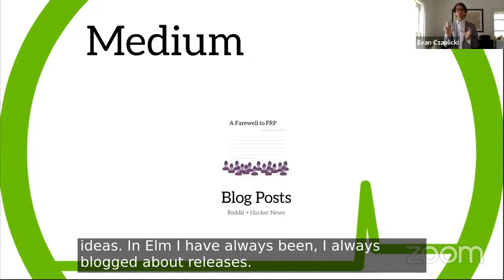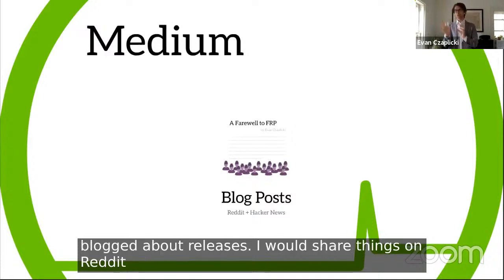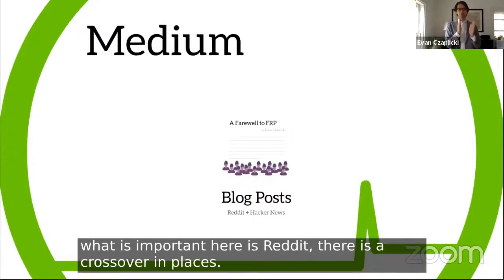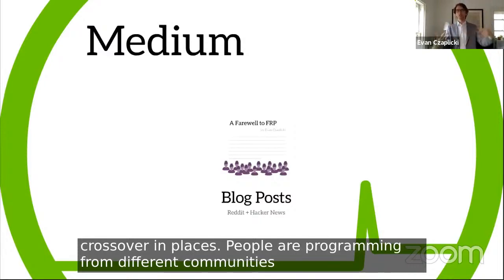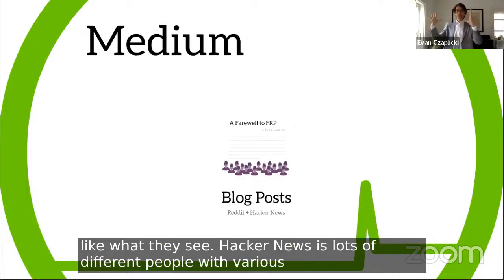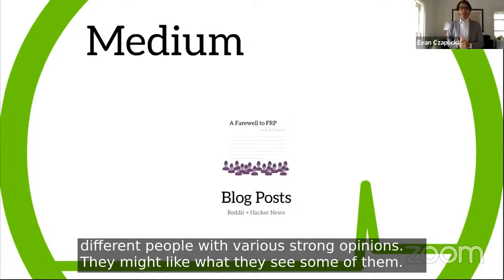What's important here is that Reddit and Hacker News are both extreme crossover places, right? People on r/programming are from all these different language communities. So a lot of different people are seeing it, and some fraction of them might like what they see. And Hacker News is lots and lots of different people with lots of very strong opinions. And again, some of them might like what they see.